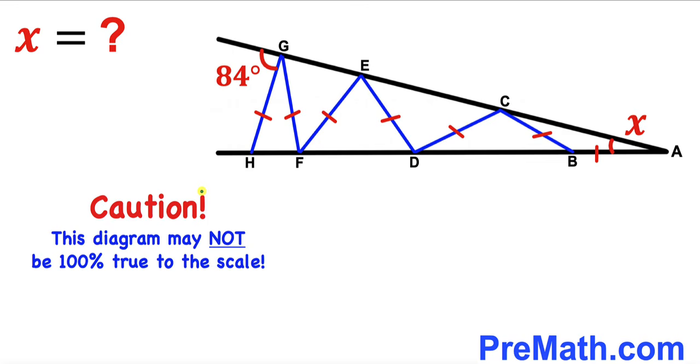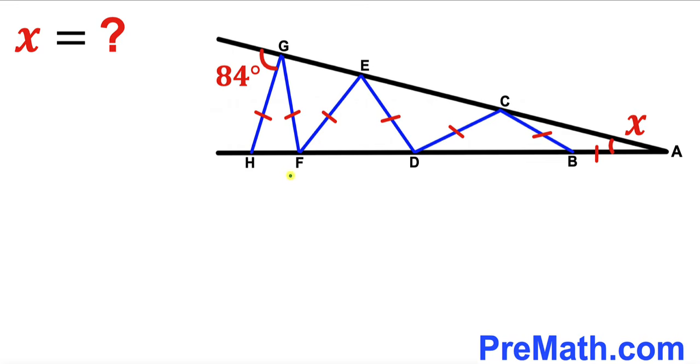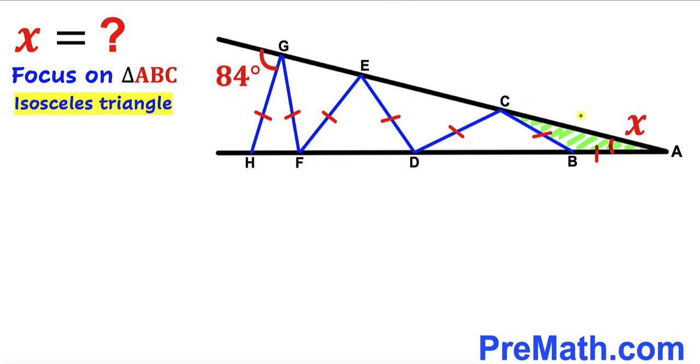Please keep in mind that this figure may not be 100% true to the scale. Let's go ahead and get started. Here's our very first step. Let's focus on this triangle ABC. We can see that this triangle is an isosceles triangle, since this side length equals this side length. So we conclude that this angle is going to be congruent to this angle. So this angle is going to be X as well.